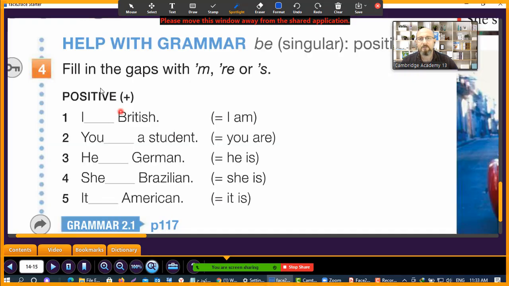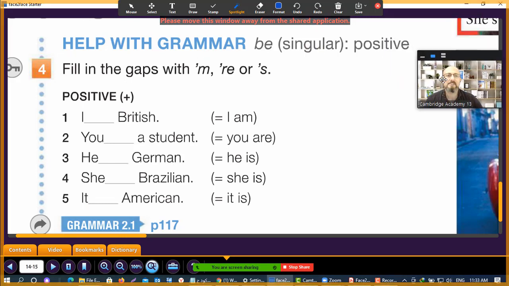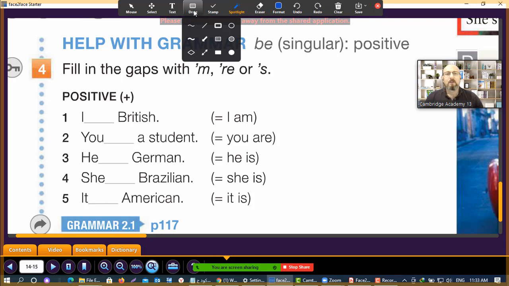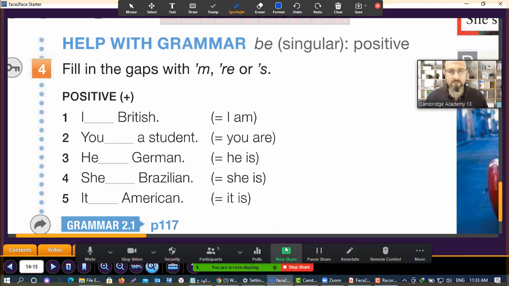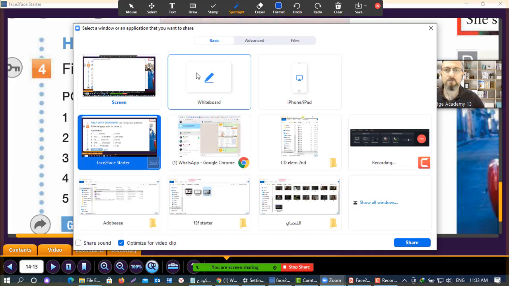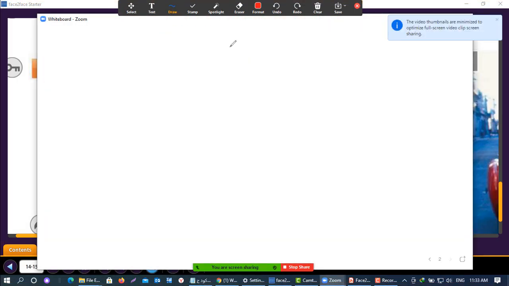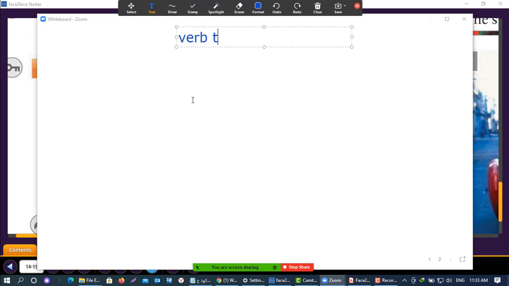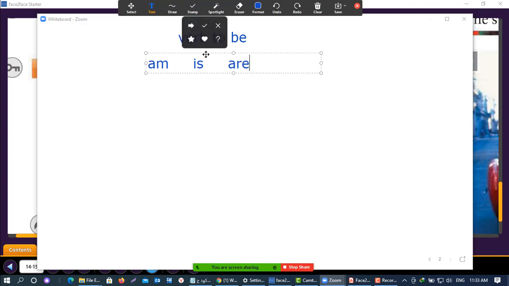Okay. Here, blue color. What's the blue color? Always grammar. Very good. So, before we make this, let's go to the whiteboard for a second. Here in English, we have something called verb to be. What is verb to be? Verb to be: am, is, are. Okay, this is verb to be.